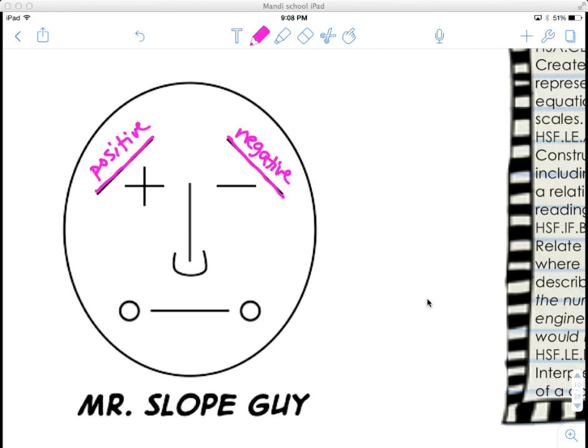We drop down here to the mouth. When the mouth goes straight across, you can see zeros on both ends. That is zero slope. And on his nose, when you have a vertical line, when it goes up and down, this is considered undefined slope.